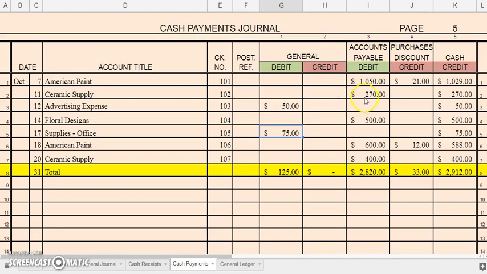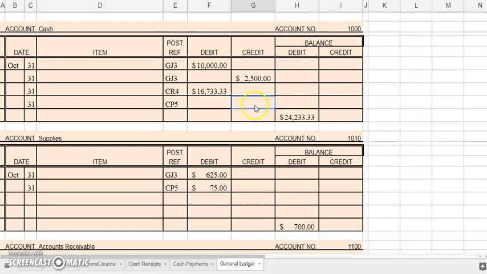And I need to check one more time. Cash credit, $2,912. Okay. And now we have successfully recorded all of our transactions into a general ledger.